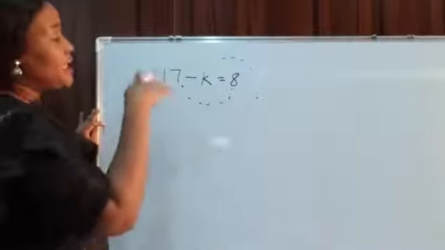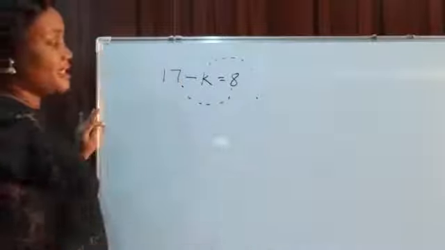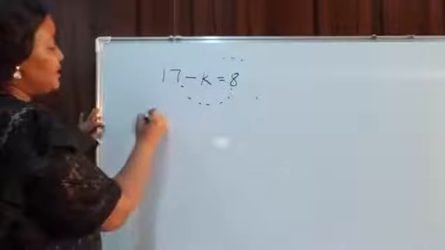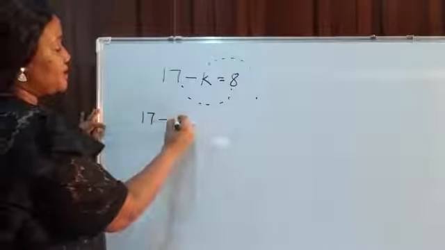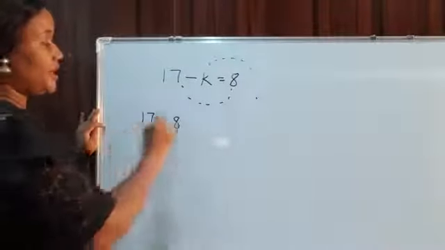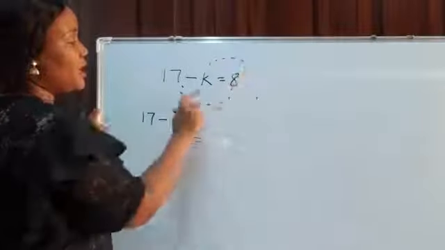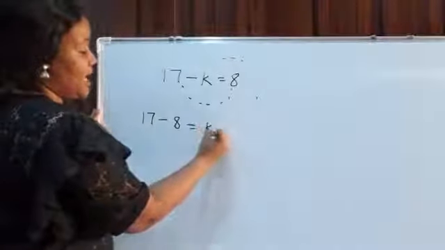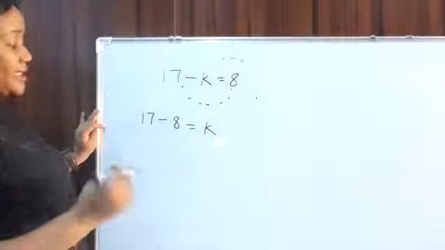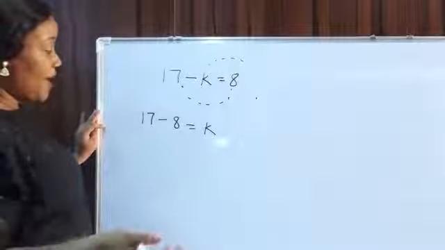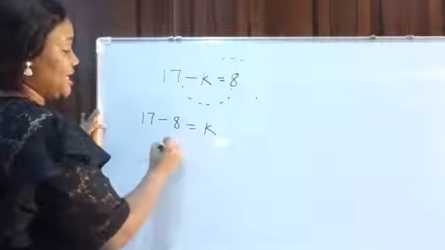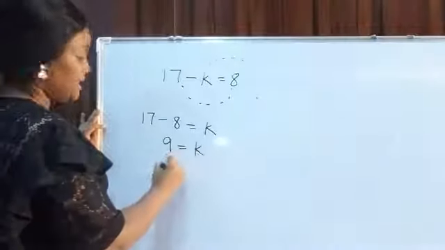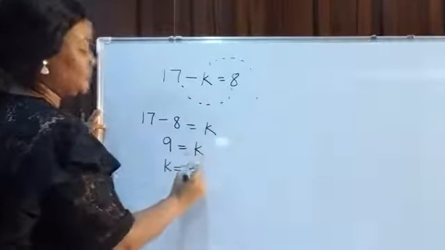Let's try moving K to the right hand side and bringing 8 to the left hand side. So you have 17 minus 8 equals, when K moves, remember K has minus beside it, we have just K. So our 17 minus 8, we have 9. It's equal to K. So our K is definitely 9.